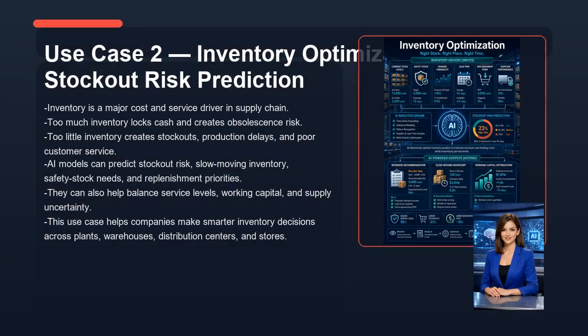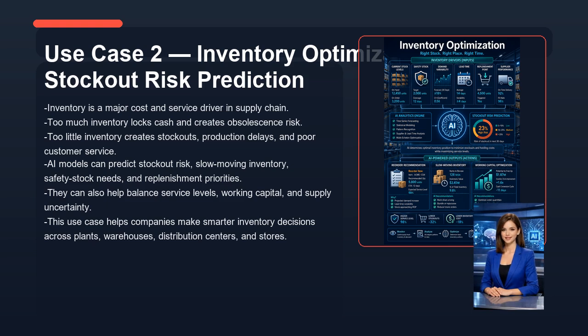Now let's look at use case 2, inventory optimization and stockout risk prediction. Inventory is a major cost and service driver in supply chain. Too much inventory locks cash and creates obsolescence risk. Too little inventory creates stockouts, production delays, and poor customer service.